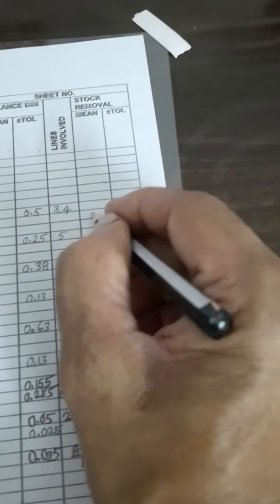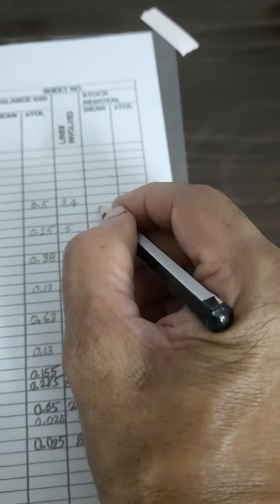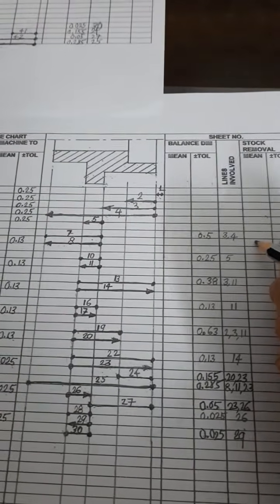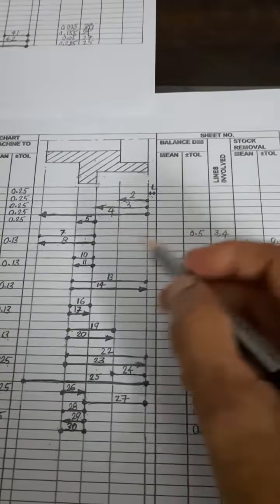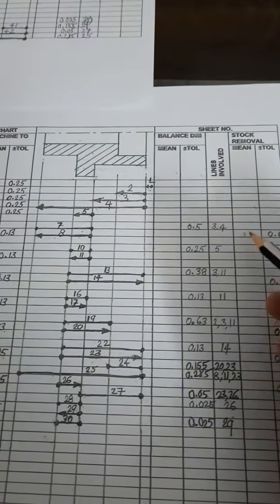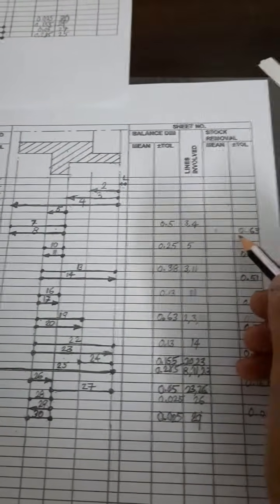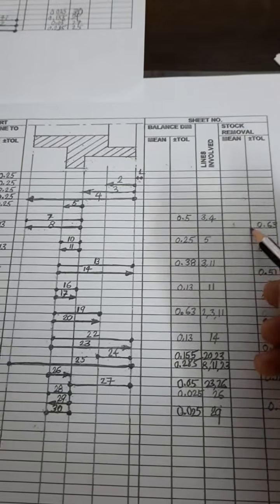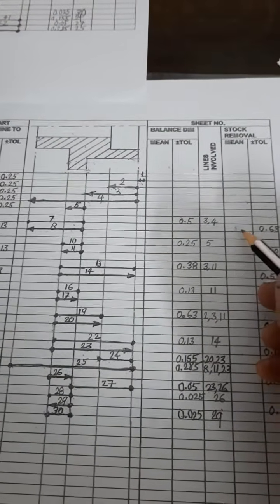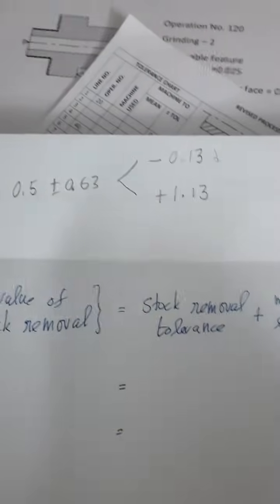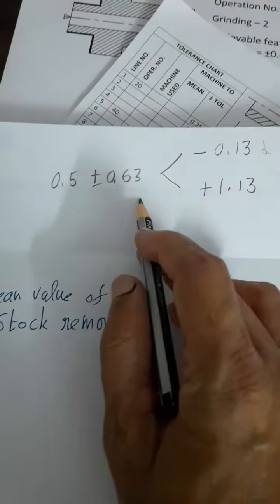If I put 0.5 here against line number 8 under the mean column, will it be okay? Suppose I am putting 0.5 under the mean column of stock removal against line number 8, it is going to be 0.5 plus or minus 0.63. That is the stock removal for line number 8. What will happen? You will see.